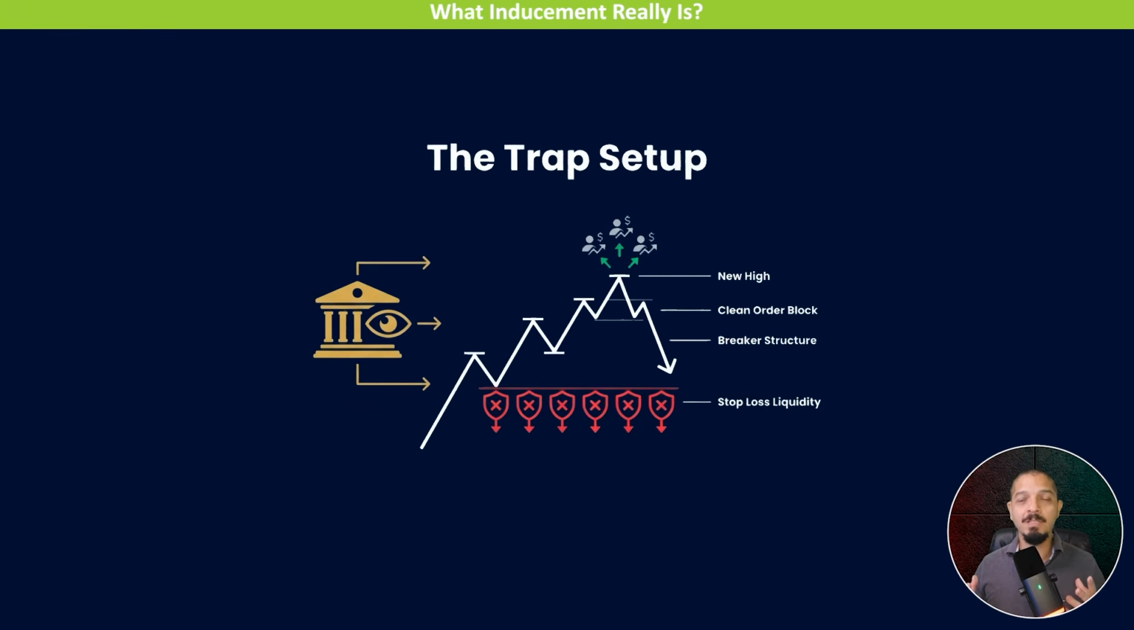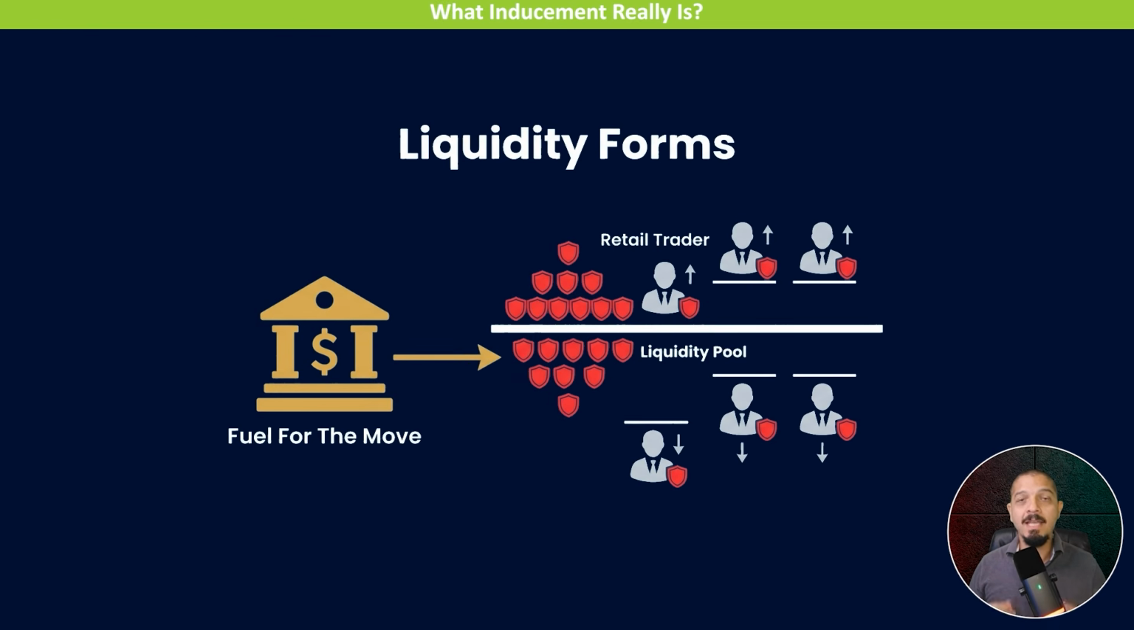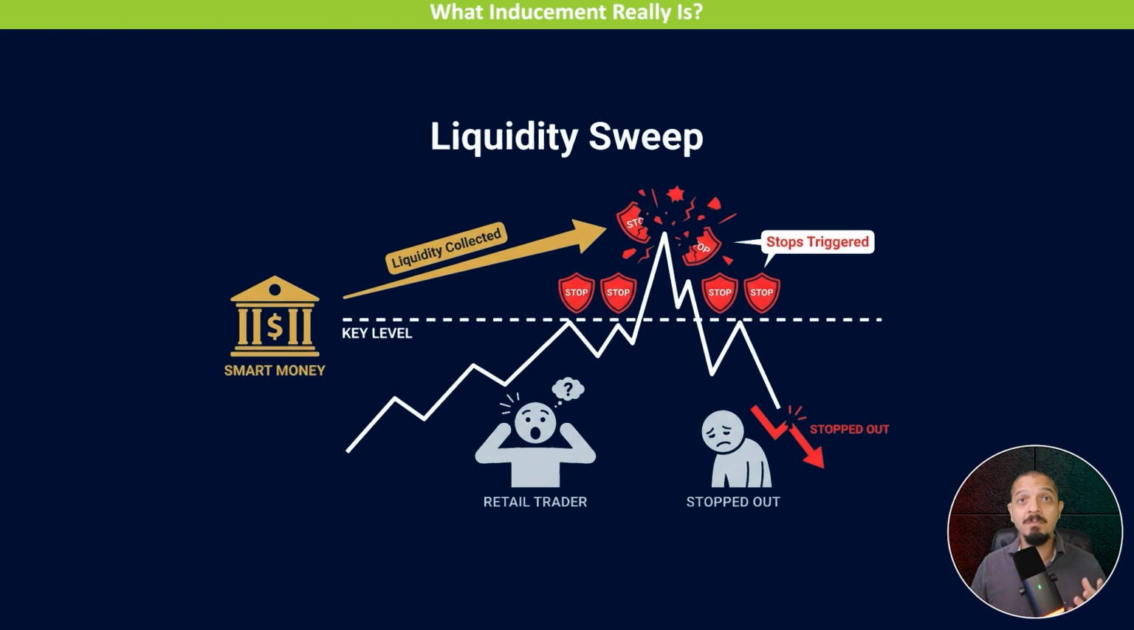It occurs when price intentionally creates a new high, a new low, or a small order block or breaker that looks very clean, with the purpose of attracting traders, collecting their liquidity, and then delivering the real move. And this happens every single day across all markets and time frames. The main objective behind this behavior is to generate stop losses that smart money can use as fuel.